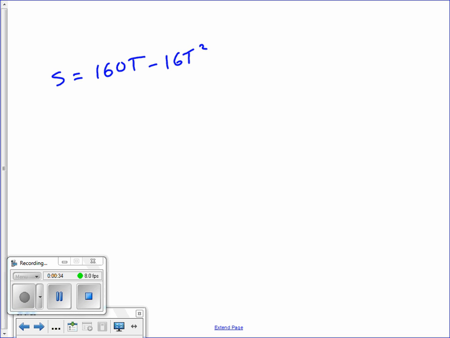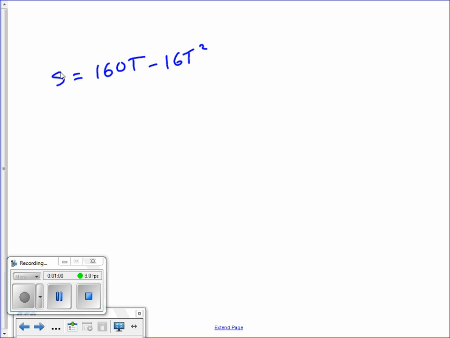There's my position as a function of time. They told us that the initial velocity was 160 feet per second. That should make sense from the position function, because velocity is the derivative of position, and the derivative of that function is 160. Okay. Oh, t squared. Yep. Okay.